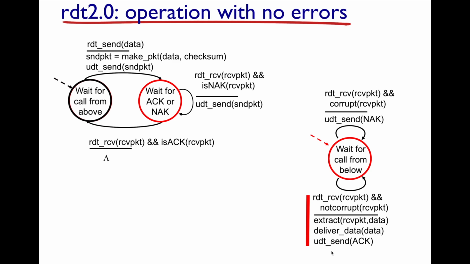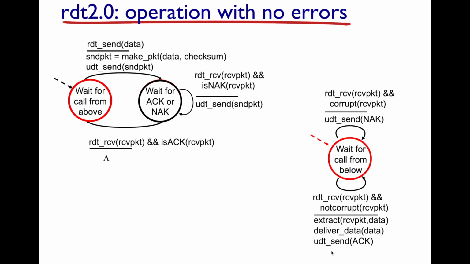And meanwhile, after the sender sent its packet in the forward direction to the receiver, it went into this state called wait for ACK or NACK. Now, this wait for ACK or NACK has two edges. One edge corresponds to it getting an ACK, and the other edge corresponds to it getting a NACK. So in this case, the receiver sent back an ACK because this packet from the sender was unadulterated. It was not corrupt.